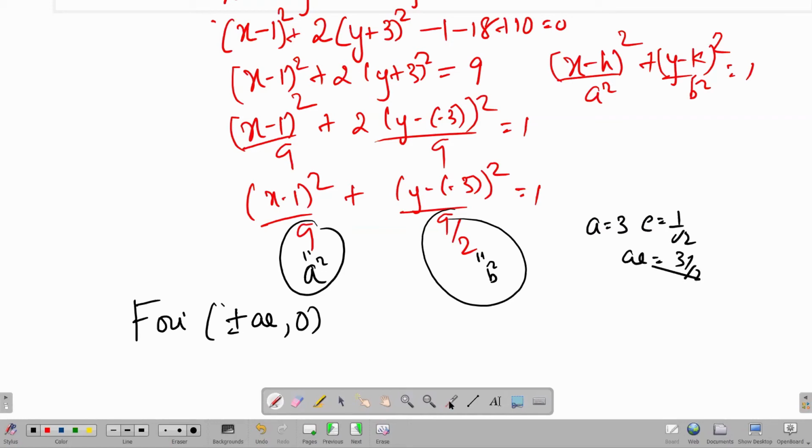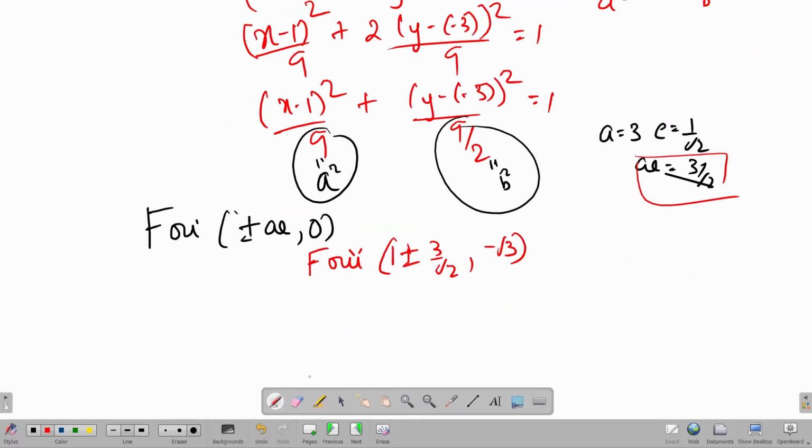But if my center is shifted to 1 comma minus 3, I have to just add these coordinates of the center, the x coordinate to this and the y coordinate to this. So the foci of this reduced ellipse are, I just add, the x coordinate of the center here, 1, plus minus ae, which is 3 by root 2 as I have derived here, comma, and just add the y coordinate of the center, that is minus 3. So I just add 0 plus minus 3, that is minus 3. So this is my foci.